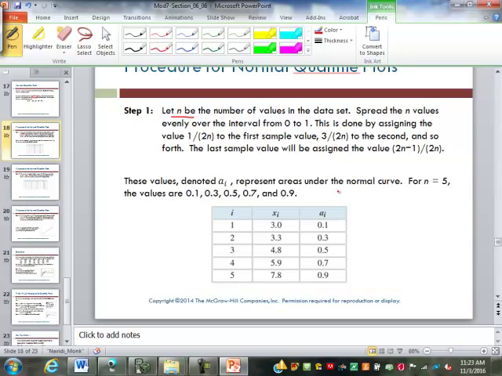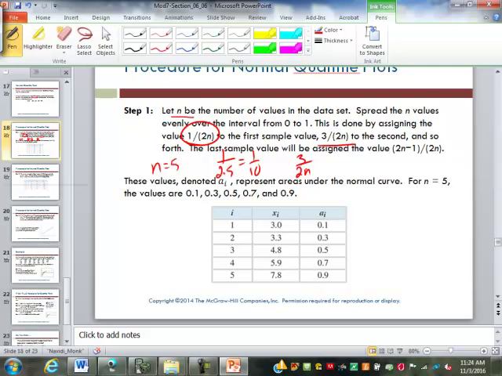The first one is going to get the value, the formula is 1 over 2n. So if n equals 5, the first one's going to be 1 over 2 times 5, or 1/10. Well, that's 0.1. The second one is going to be 3 over 2 times n, 3 over 2 times 5, or 3/10, or 0.3. Then 5 over, and so on, until you get up to the last value. So you can see these are equally spaced. They're all 2/10 apart. And then they're centered. They're both 1/10 away from the end of that interval, from 0 on the bottom end and from 1 on the top end.